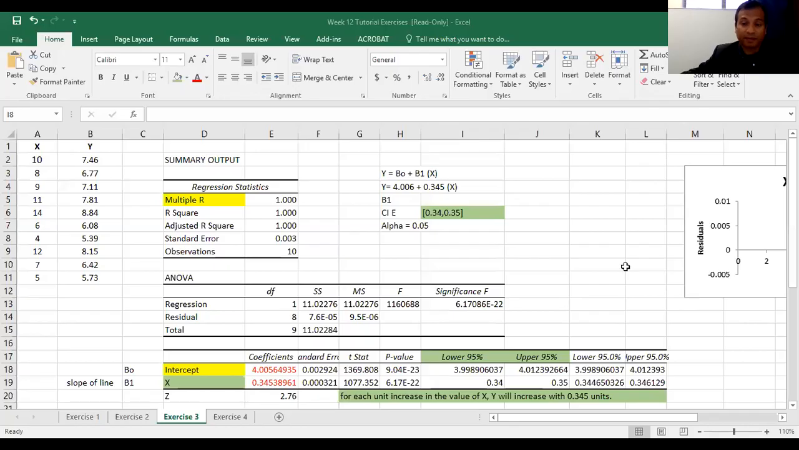Going back to Excel. Part G. What is the value of the coefficient of determination?